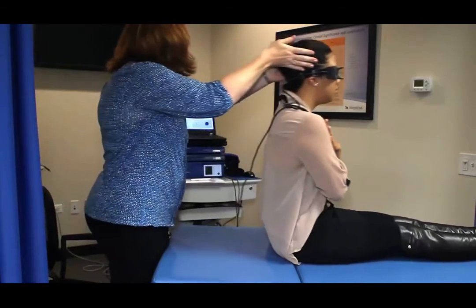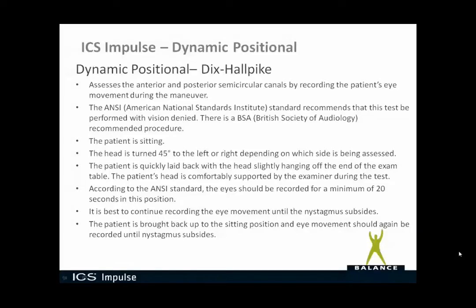So you hold the patient down in this position until the nystagmus stops. Or if there's no nystagmus, you would record for a minimum of 20 seconds. Then the patient is brought back up to the sitting position, and again the eye movement should be recorded until the nystagmus subsides.